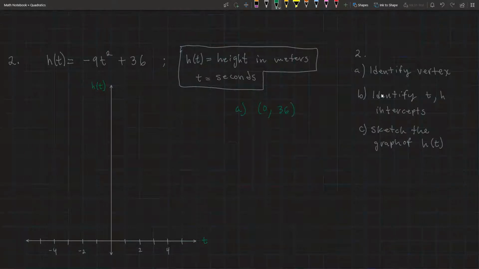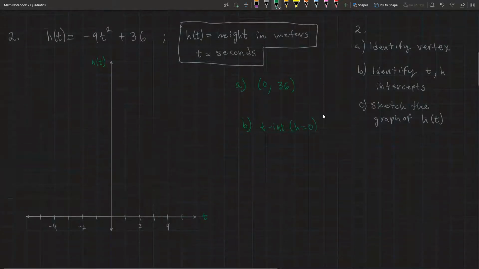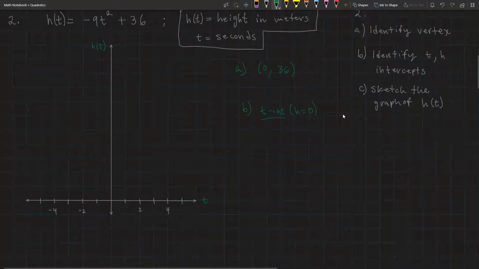And then it says letter B, identify the t and h intercepts. So letter B, we're going to solve for, in the last few problems it was the x-intercepts. So we're going to solve for t-intercepts. What do you know about the t-intercepts? Normally for x-intercepts the y value is 0, but now we're going to say h equals 0. Now the height equals 0. That's when we find the t-intercepts. And that would make more sense when we solve word problems coming up.